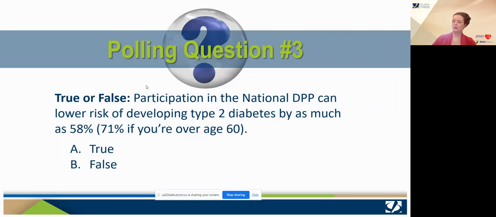Okay, on to our third polling question. Participation in the National Diabetes Prevention Program can lower risk of developing type 2 by as much as 58%. Is this true or is this false? If you were to participate in a national DPP, are you then lowering your risk by 58%? In our next slides, we're going to be talking a little more about prevention and why prevention is so very valuable.